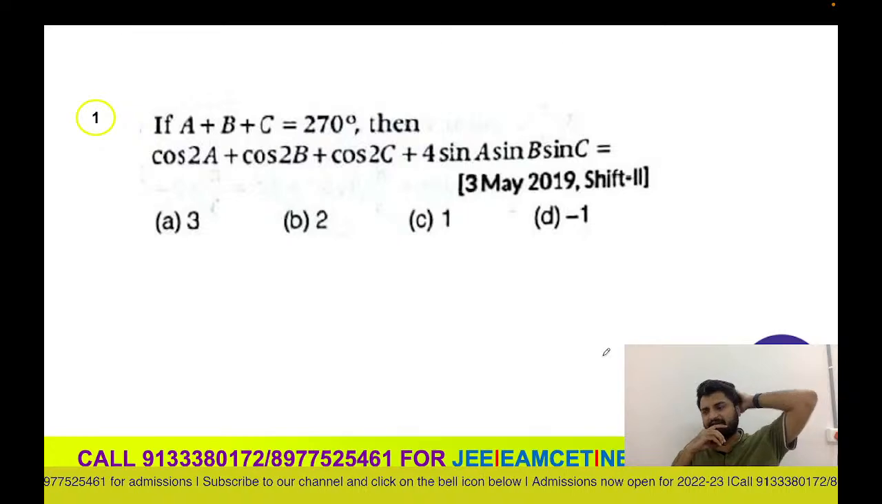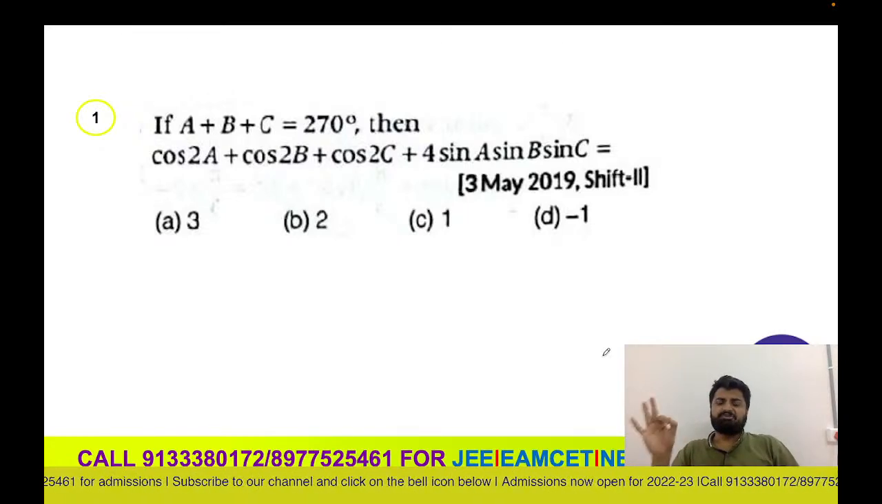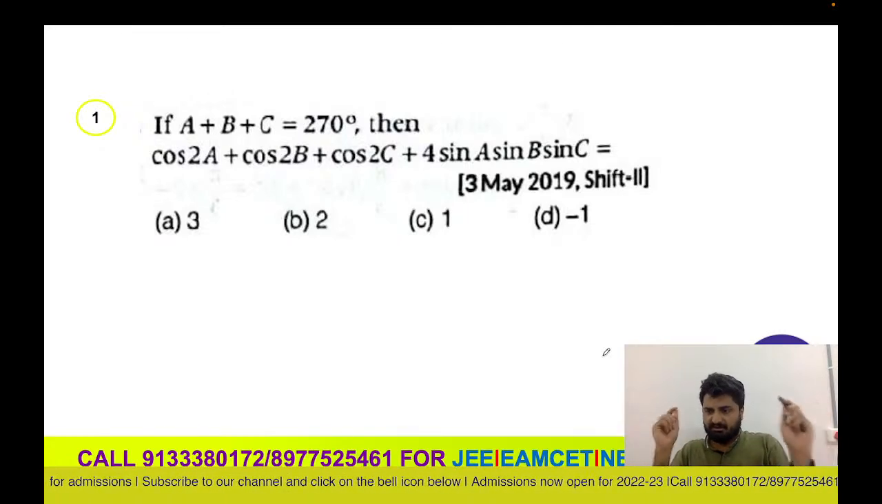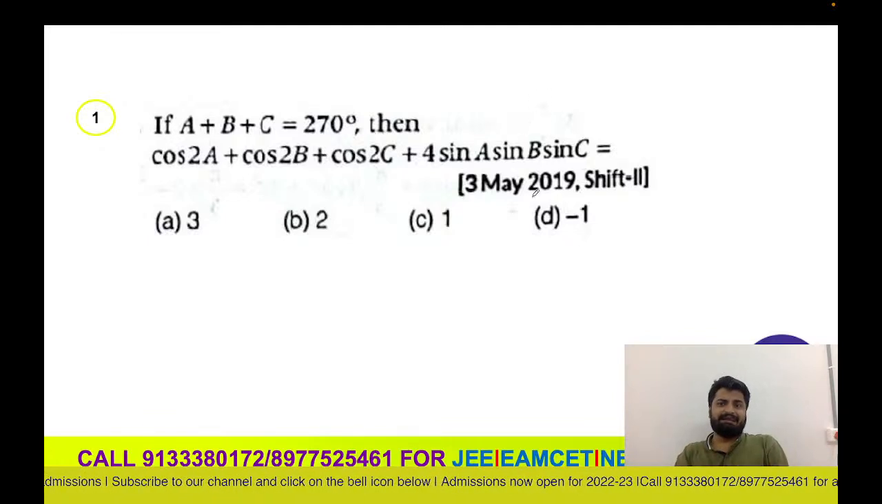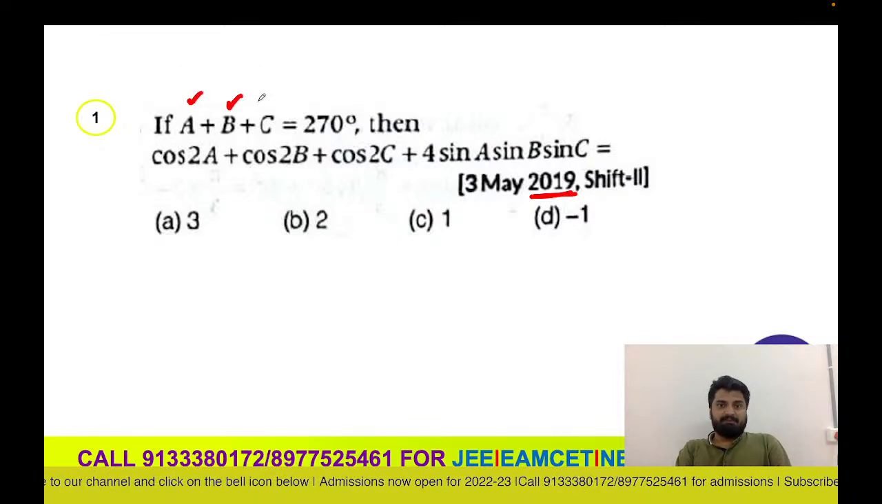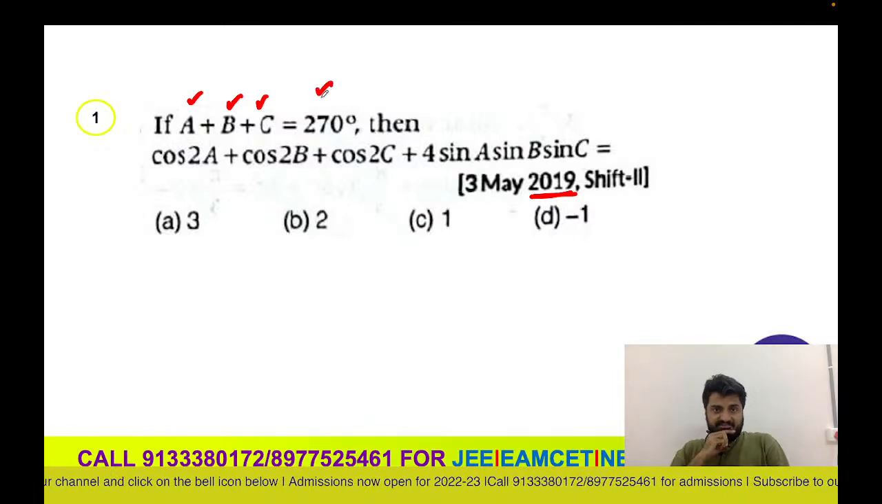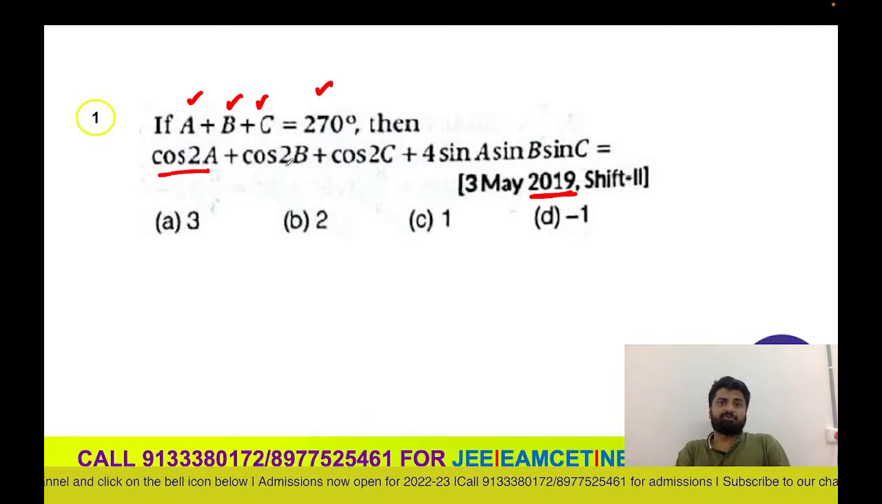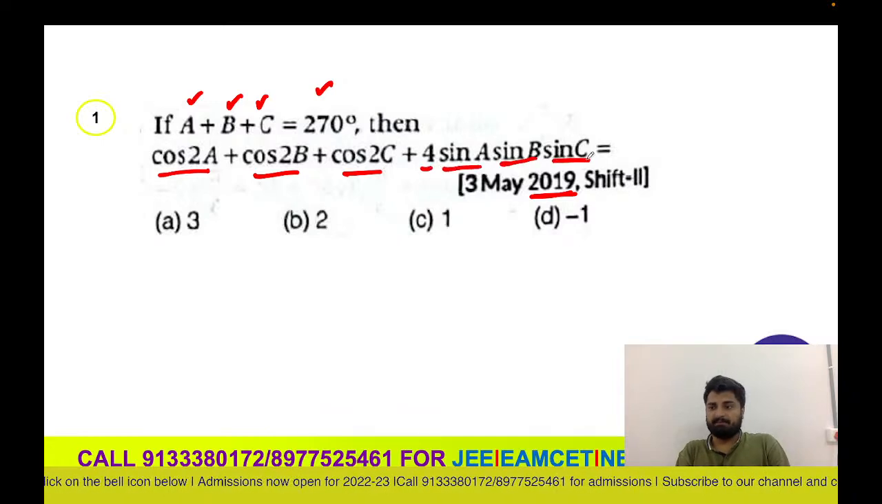So let's get started with our method. The method which we are going to discuss is very simple. Let's take a look at a 2019 EAMCET question, and we'll try to solve it. If A plus B plus C is 270 degrees, then they're asking you what is cos 2A plus cos 2B plus cos 2C plus 4 times sin A plus sin B plus sin C.